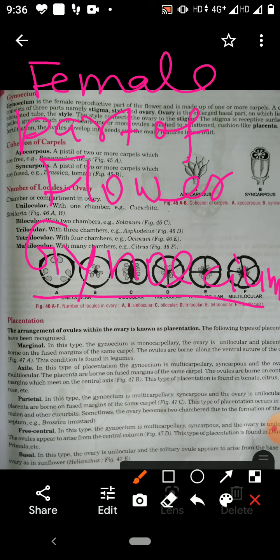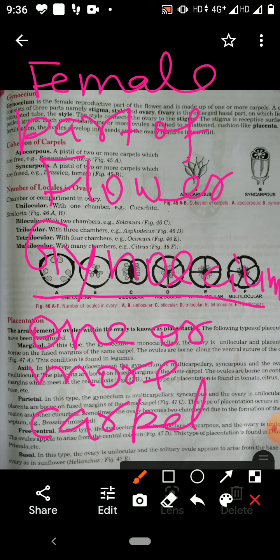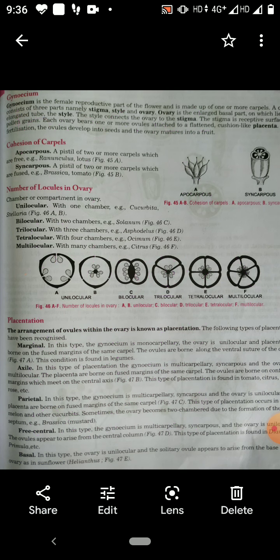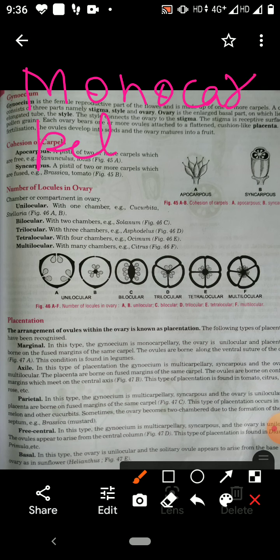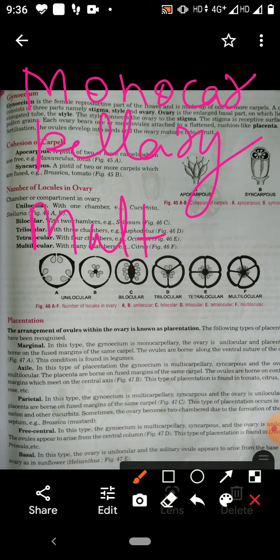Gynoecium is made of one or more carpels. If in the gynoecium there is only one carpel, then it is known as monocarpellary. If there are many carpels, then it is known as multicarpellary.